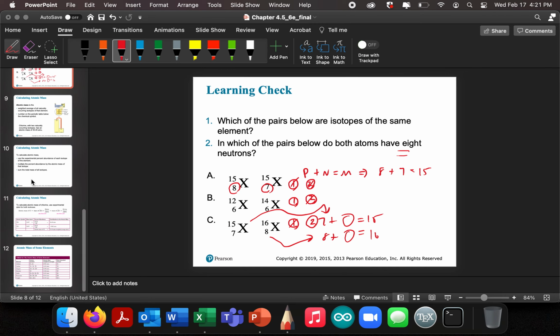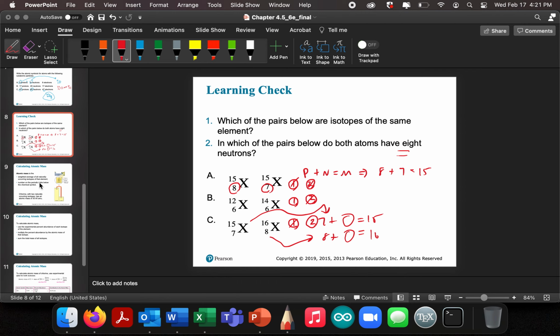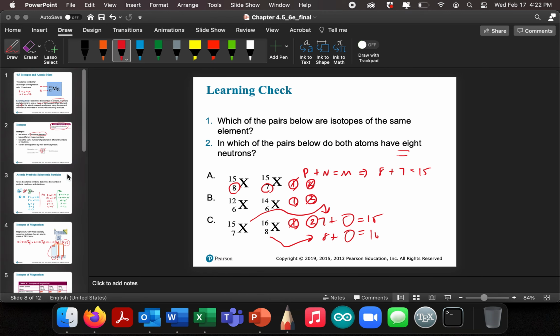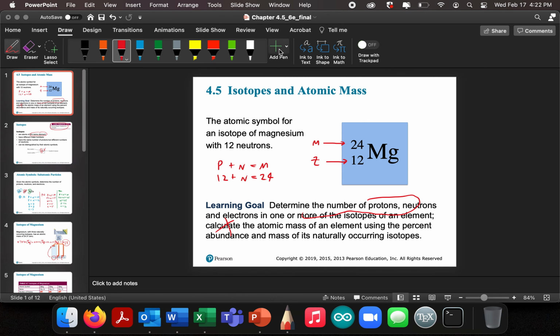Okay? And so I think the last thing I'm going to do here is I'm going to skip calculating atomic mass. We're not going to do it. All right, so that'll be it for this. All we did was we went through and really teased apart isotopes and atomic mass.